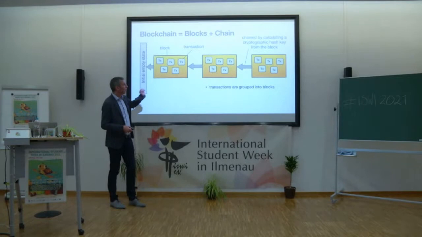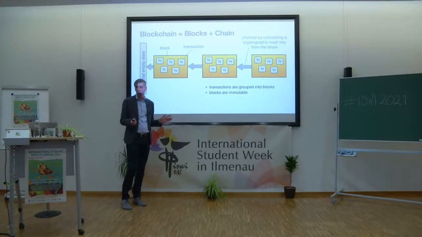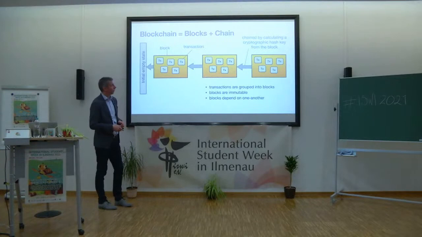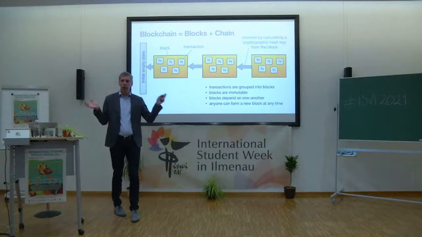So we can say, first, transactions are grouped into blocks. Second, blocks are immutable. It's not allowed to modify, and it's not possible to modify the block, otherwise it would not work. So we need concepts for this. Blocks depend on one another. That's what I explained with this chaining. And anyone can form a new block at any time because it's a distributed, decentralized approach.